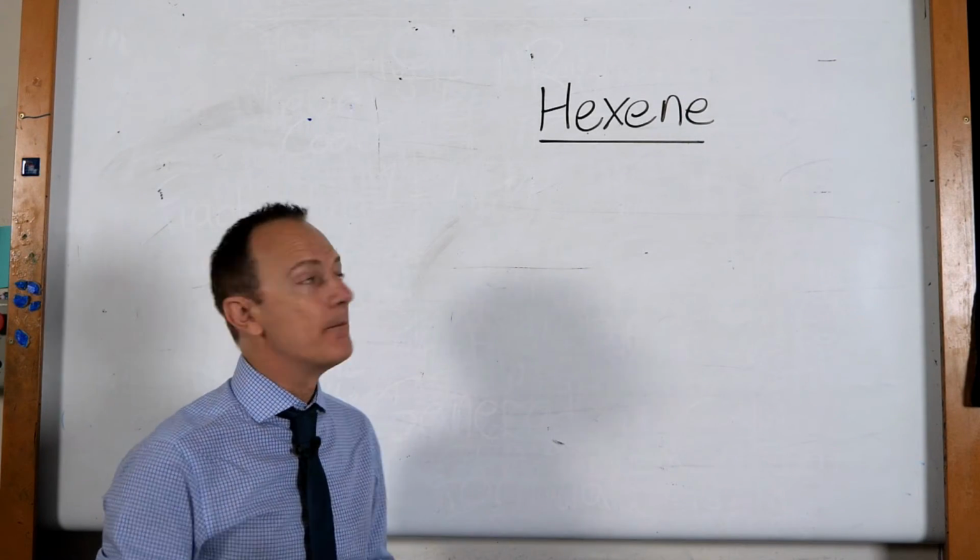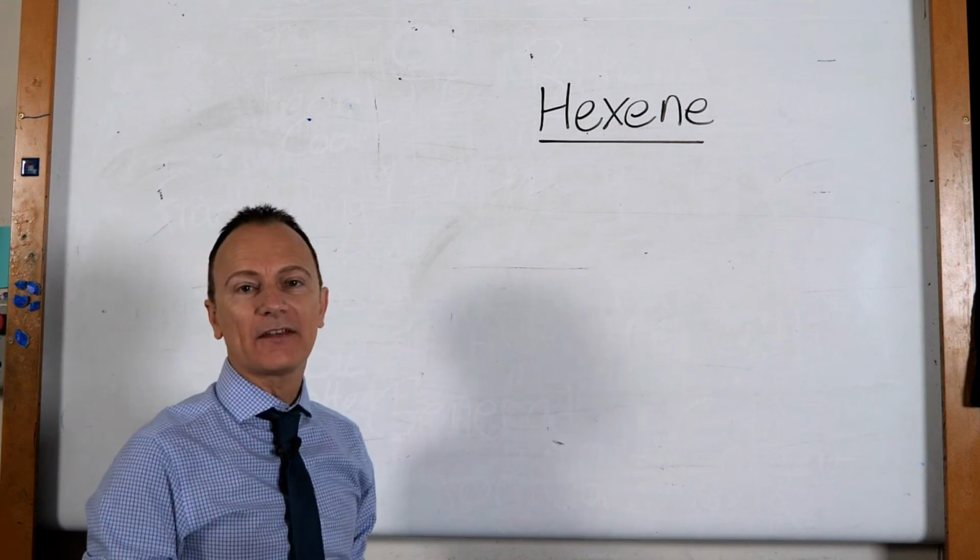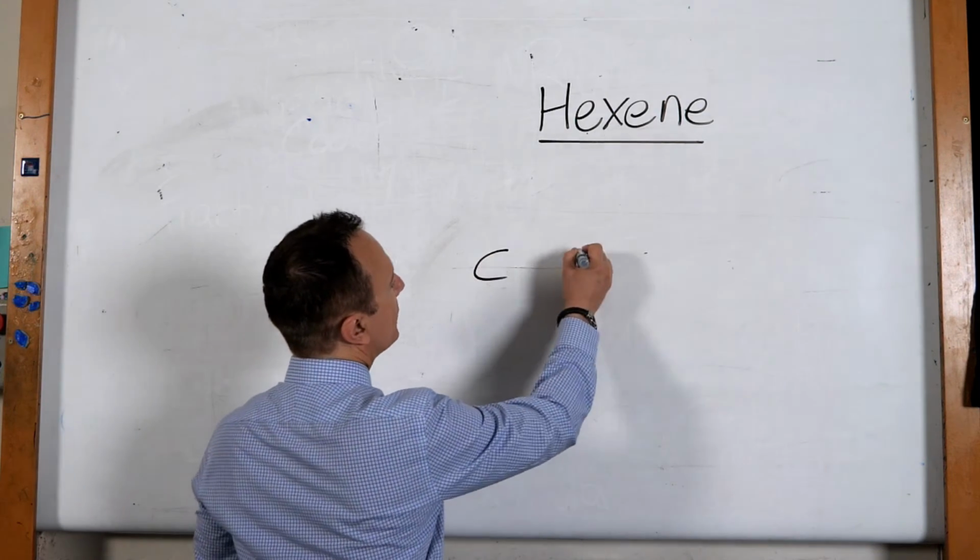Let's do one more example. So this time I've chosen hexene. Hex tells us there's 6 carbon atoms. So let's draw those in first.